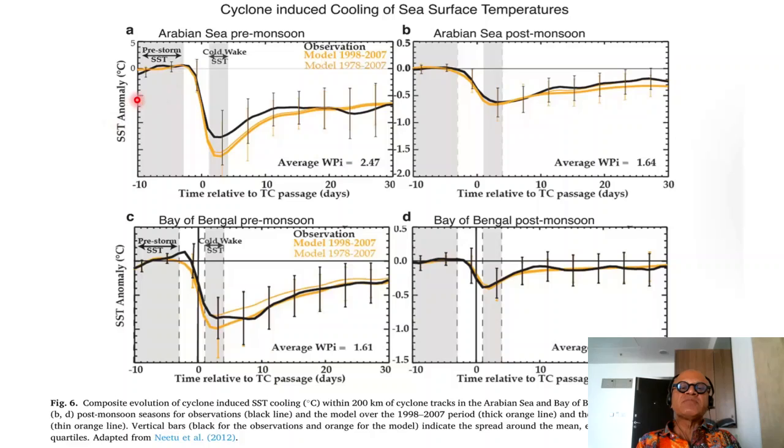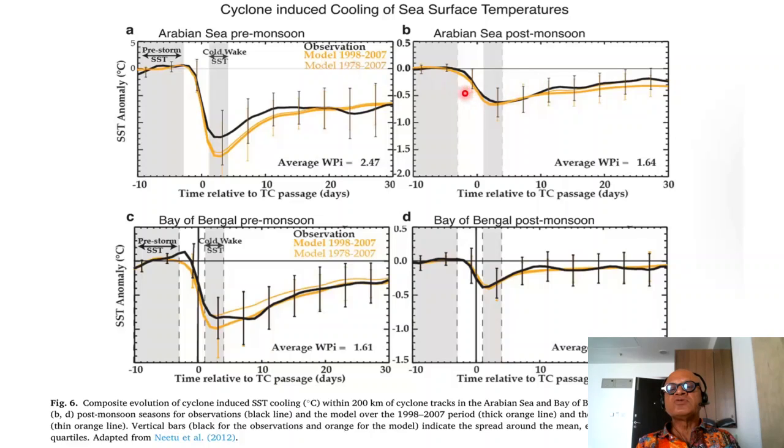Okay, obviously you expect cyclones to induce sea surface temperature cooling, so Arabian Sea pre-monsoon and post-monsoon, you can see that the pre-monsoon cooling is larger. The yellowish colors here are from Neetu Singh's paper, which used cyclone winds on an ocean model to look at how the cooling happens, and you can see that compared to observations, the models tend to produce much more cooling, and there is not much difference when they look at the two periods, 1978 to 2007 and 1998 to 2007.